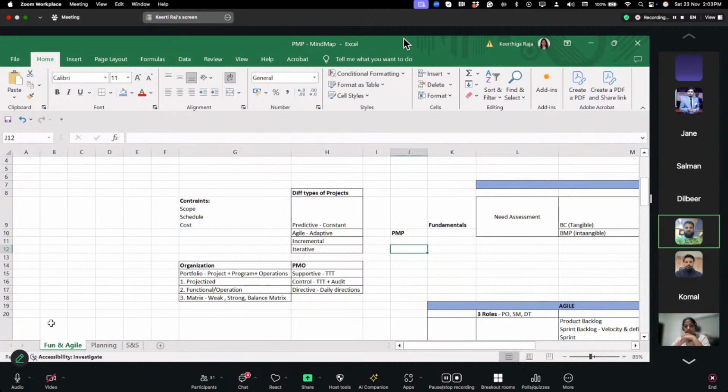And then we have matrix organizations. So matrix organizations basically have both parts in them. In the matrix organizations, we have three types of categorization. One is weak, the other one is balanced, the third one is strong. In weak matrix, the project manager doesn't have any authority. In the strong matrix, the project manager has all the authority. And in the balanced matrix, the functional manager and project manager both have authority in some scope.